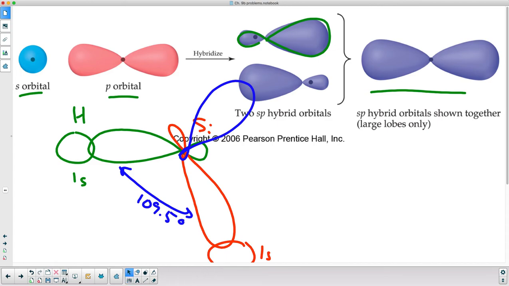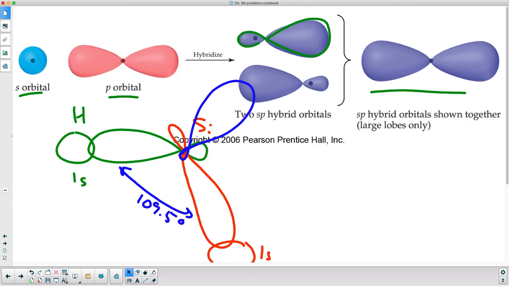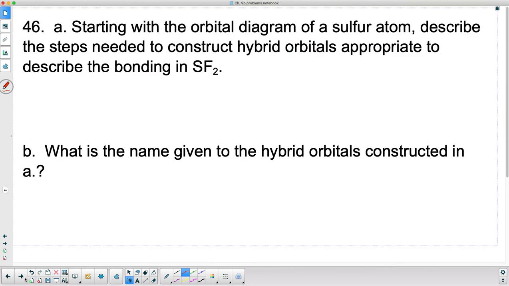So let's go back here. There's my picture for what it looks like. Notice I have the small lobe right here and the larger lobe right here when we combine an s and a p. Now this is just a straight up 1s over here for hydrogen. So this 1s is going to overlap with its 1 electron, and we end up with 2 electrons in between the 2 of them there. Okay, so let's keep going.